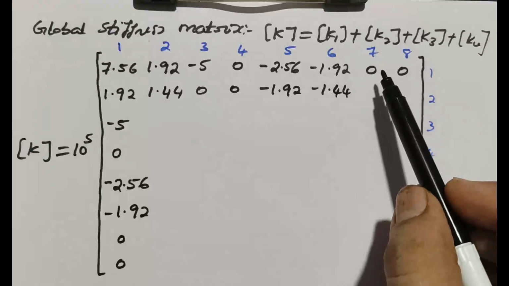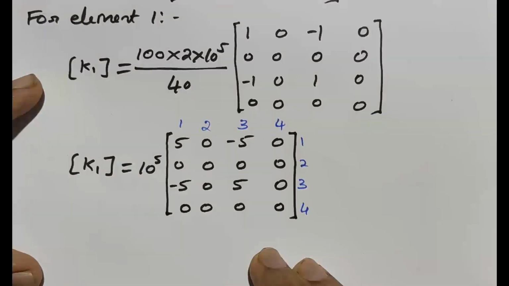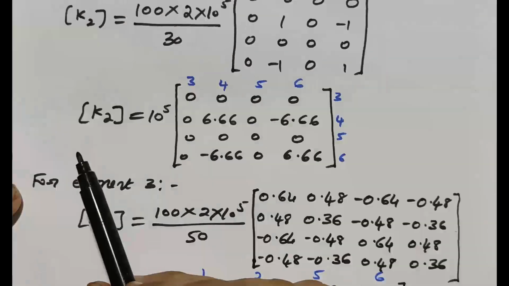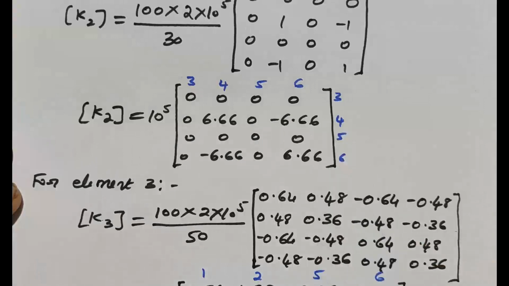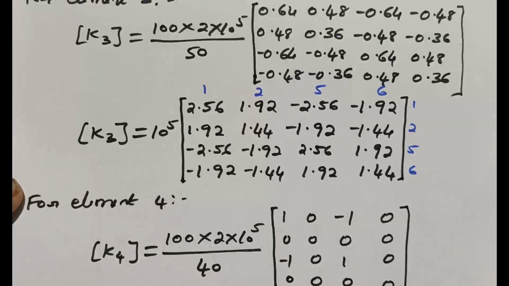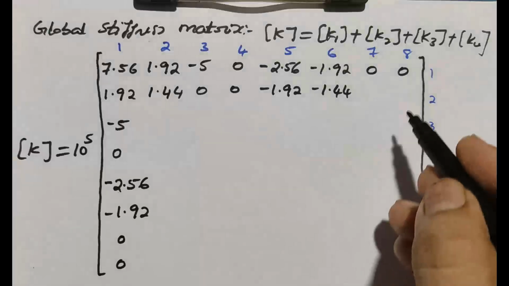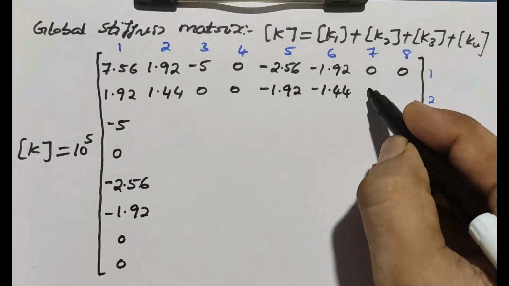Next we need element corresponding to 7 and 2. So in K1 we don't have any element corresponding to 7 and 2. In K2 also we don't have any element corresponding to 7 and 2. In K3 also we don't have any element corresponding to 7 and 2. Also in K4 we don't have any element corresponding to 7 and 2. Therefore element corresponding to 7 and 2 is 0.